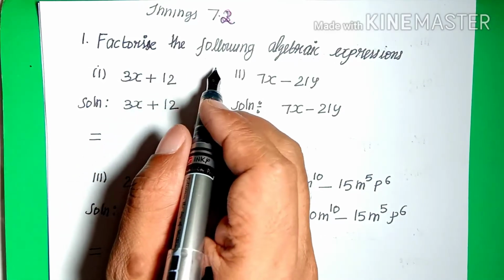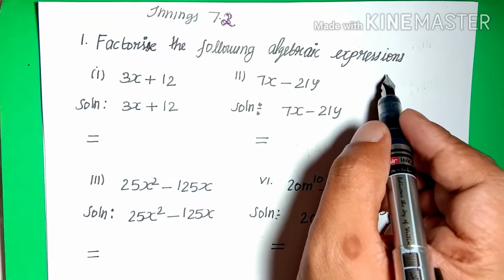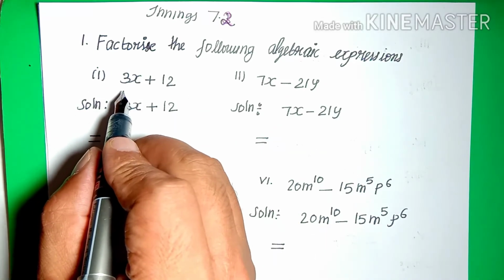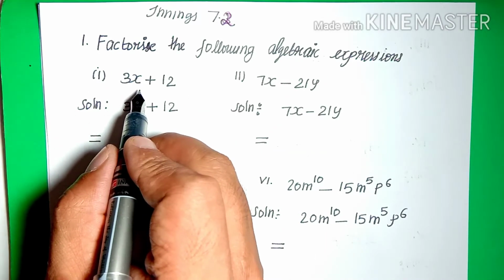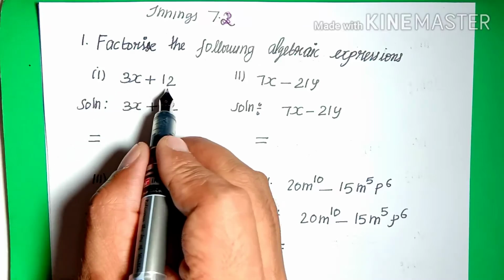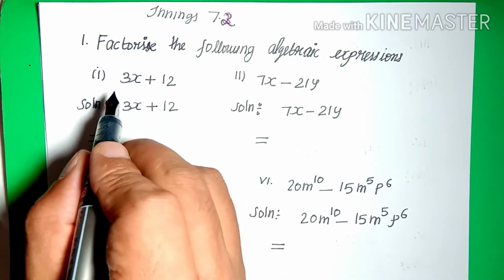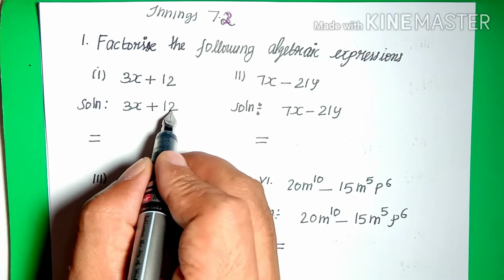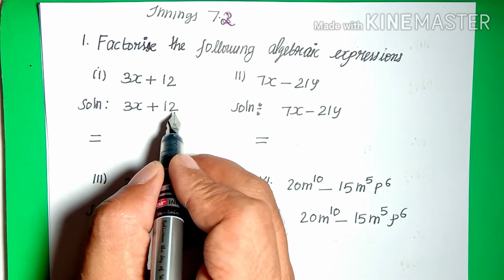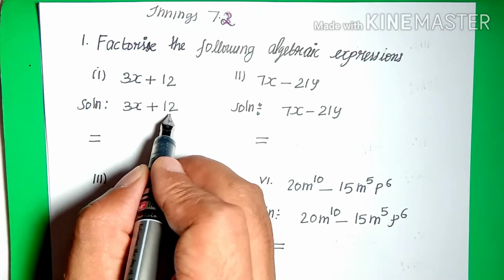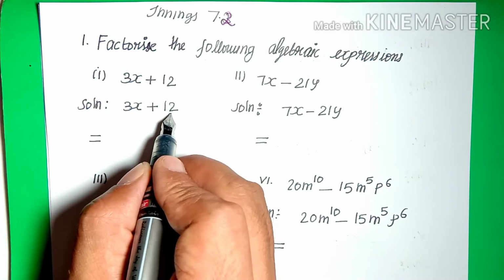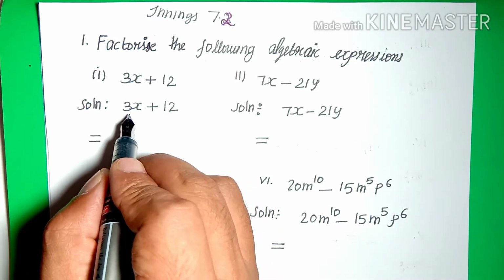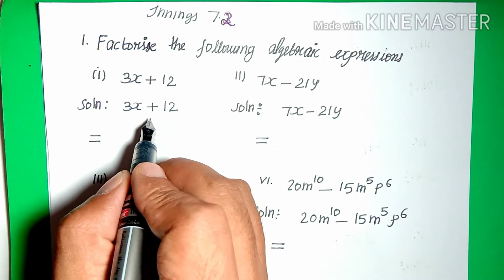Factorize the following algebraic expression. For this question, one has to take the common factor from each term. So let's have a look at question number 1 here: 3x plus 12. What you'll have to do is take the common factor from each term. While taking the common factor, you'll have to remember that we must take the highest common factor.